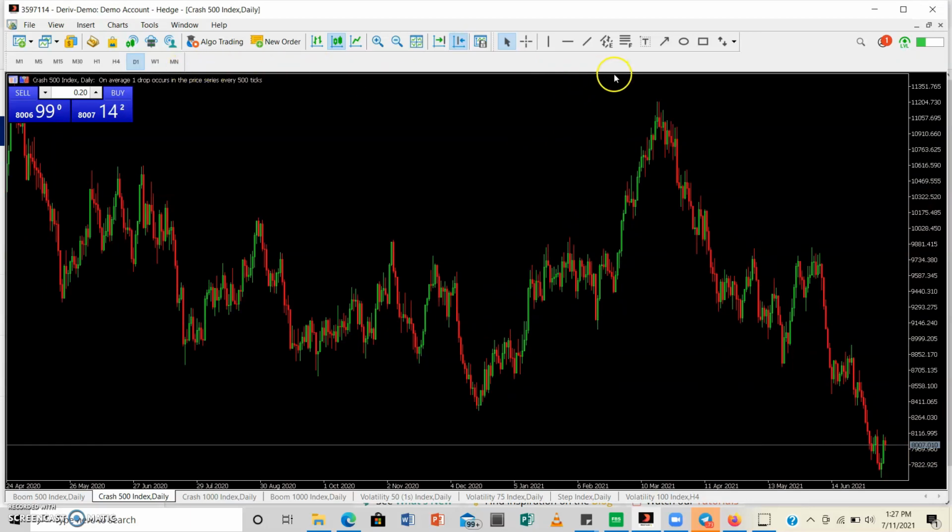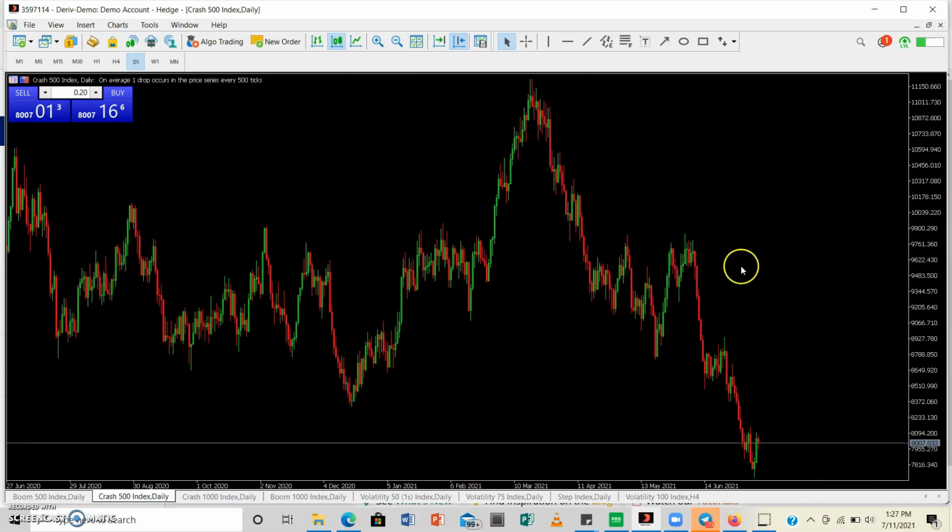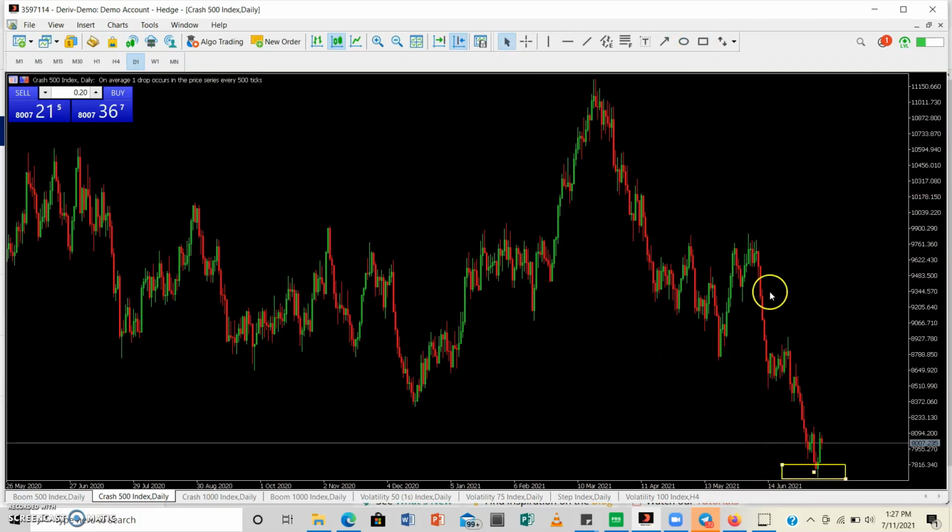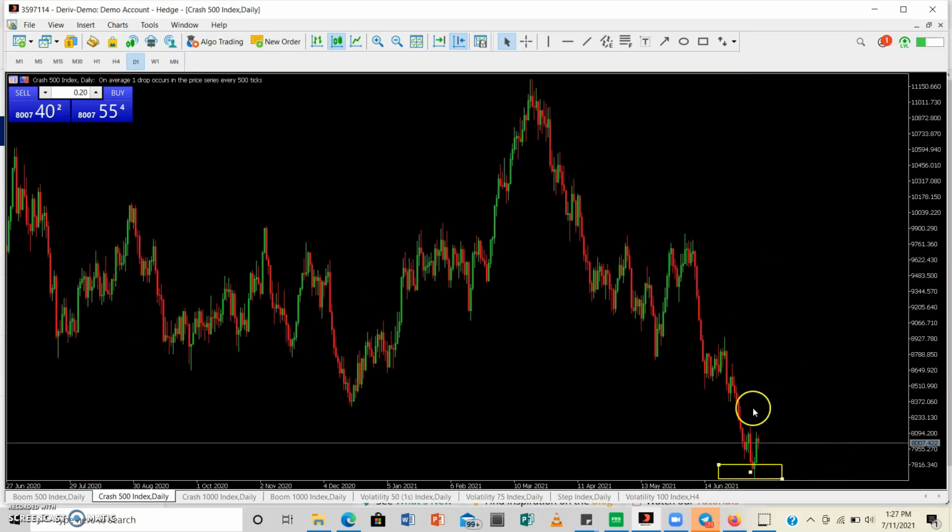Right now, Crash 500, we're in a daily time frame. I can already see there has been a reversal, sort of like a reversal here, because initially we were in a sell. There were a series of institutional bearish candlesticks, and all of a sudden we experienced some tweezers right here, and the market started to turn around.